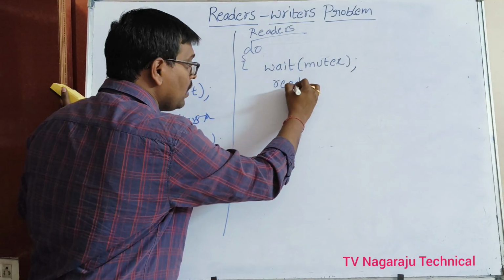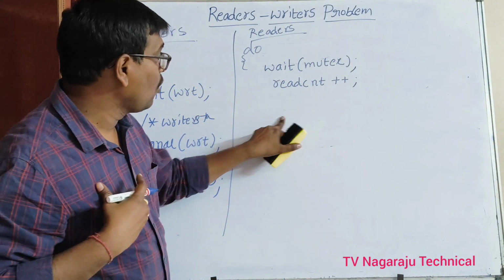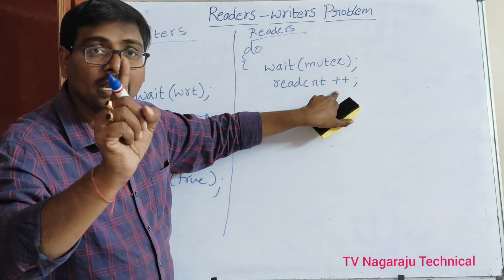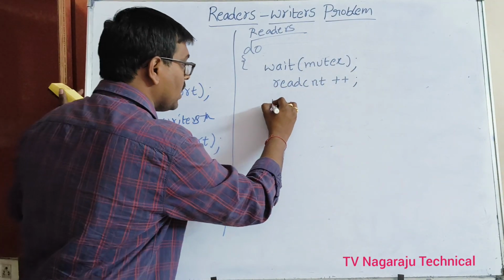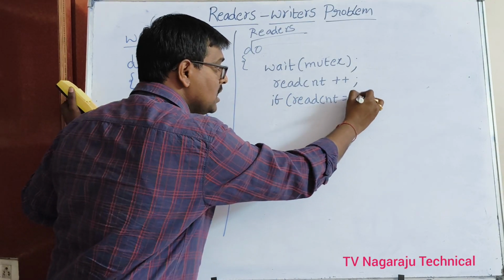Immediately, what I am doing? Incrementing the read count value. Right now, this is the first time. Only read count is equal to 1. Now I am checking if he is the first person, read count is equal to 1.